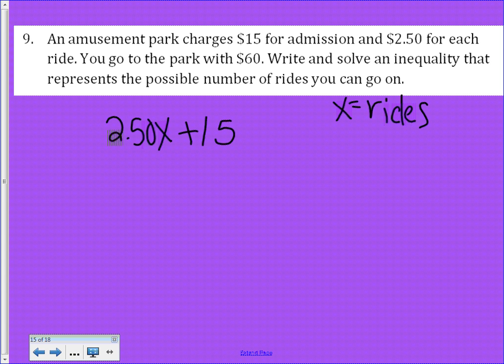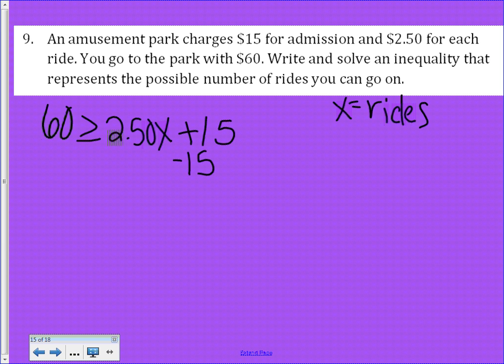So if you look at your chart, at most is represented by this symbol. So we want the less than part to be the money we spend. We can't spend more than $60. So the bigger part, the mouth that's opening, I call it the alligator mouth. The alligator mouth always eats the bigger thing. So we want the 60 to be the bigger thing. And now we're going to solve this for x to see how many rides we can go on.